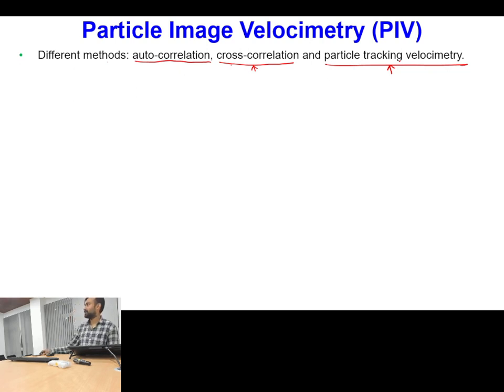Okay, is this one clear? So in comparison to a grid-like arrangement, what we have seen, particle tracking velocimetry will always have better resolution. Is this one clear?